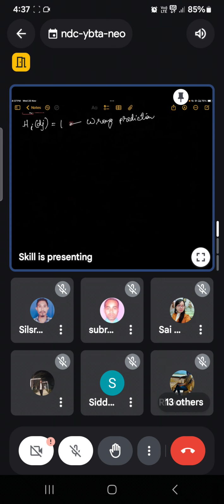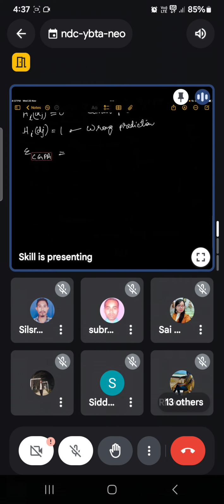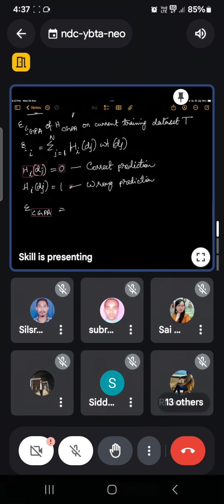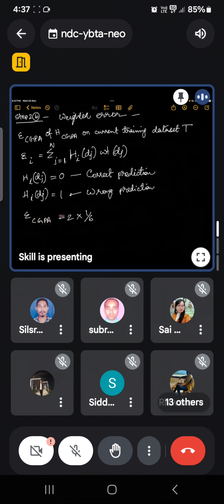So now we will compute the weighted error. We can compute it using this formula. Here two instances are not correctly classified, so we will take 2 into the weight we already had, 1 by 6, and we will get the weighted error.